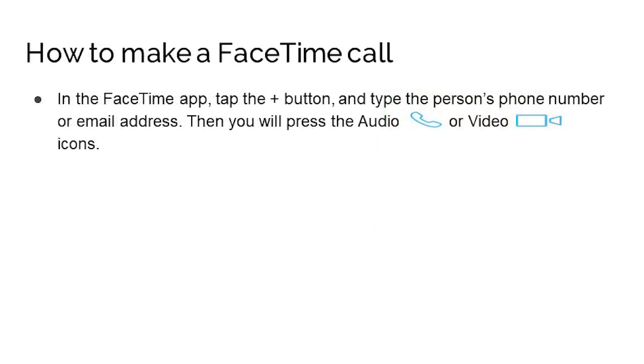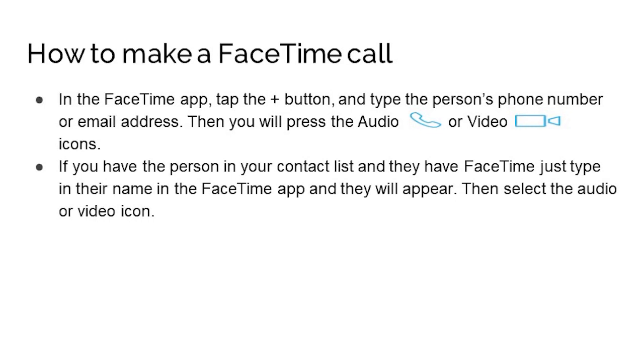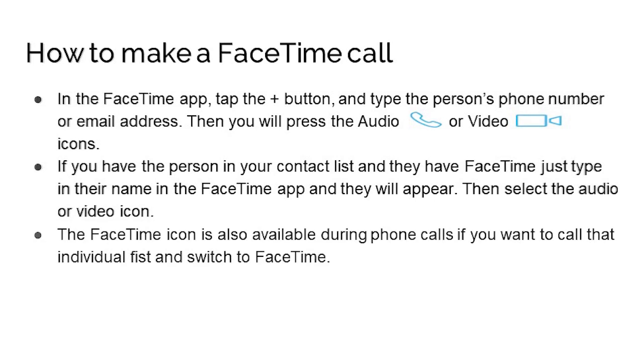There are several different ways to make FaceTime calls. One way is to open up the FaceTime app, tap the plus button, and type in the person's phone number or email address. Then you would select the audio phone icon or the video icon. If you have the person you want to contact in your contact list and they have FaceTime, just type in their name in the FaceTime app and they will appear. Then select the audio or video icon to connect.